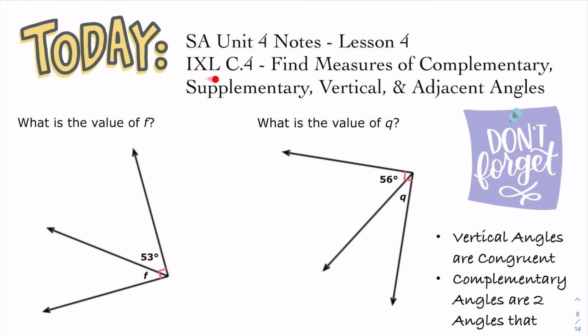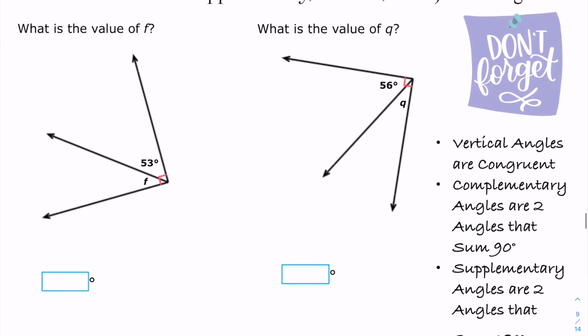This one is IXL C4, finding measures of complementary, supplementary, vertical, and adjacent angles. Now we've already kind of found what angles would be complementary and supplementary and vertical and adjacent, but we haven't necessarily found the measures of them. So in this example, we're actually going to find numerical values associated with them.